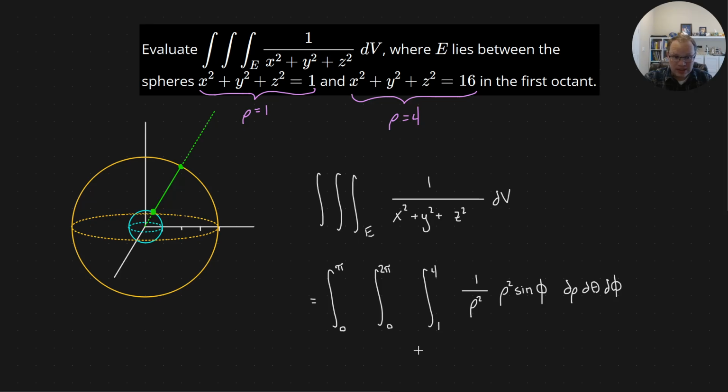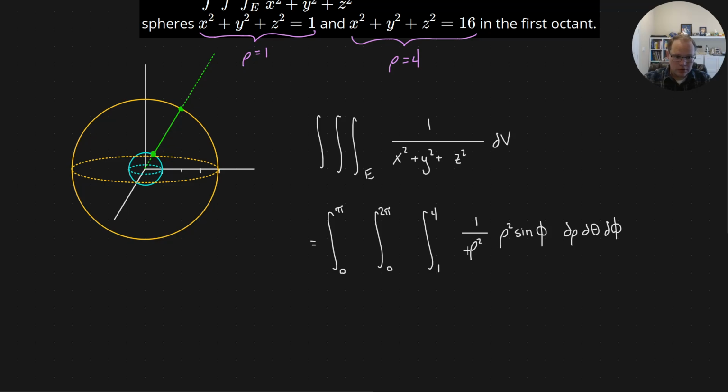Okay, so that's the setup. You'll notice that the rho squareds will cancel. And so we only have to integrate sine phi, which is nice. And the limits of integration are all just numbers, which is also very nice. Okay? Again, I'm not going to evaluate it for you, but you've got the setup.